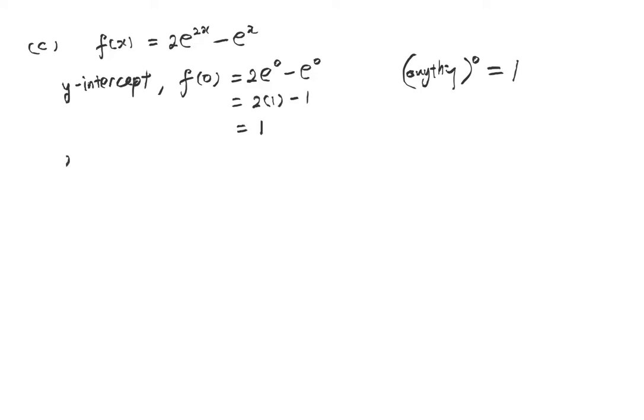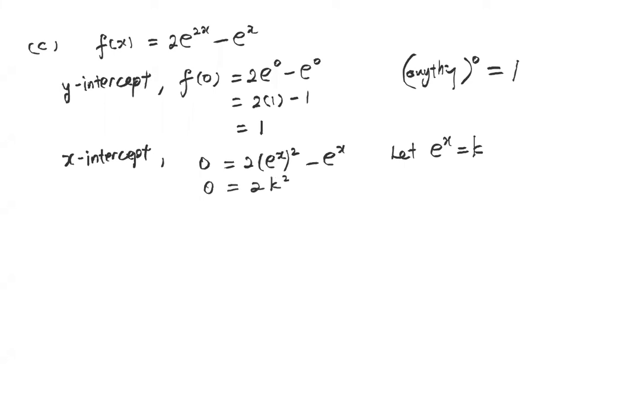Okay, to find the x-intercept, you go through the story again. So that means your y equals 0, so 2e to the power x squared minus e to the power x. So let e to the power x be equal to k, then solve for k. I give you 1 minute to get your answer. So go back to the same story: 0 equals 2k squared minus k.